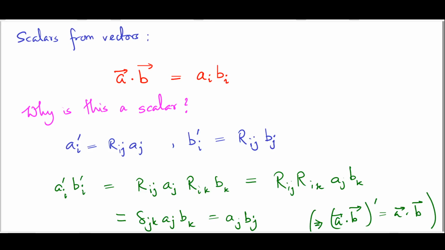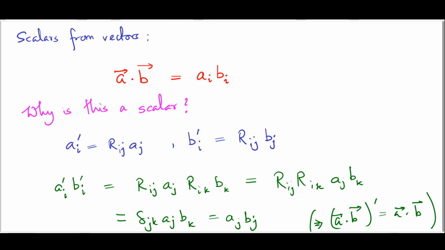So A'_i B'_i is actually equal to R_ij A_j times R_ik B_k, simply because A'_i is R_ij A_j. This is one thing you have to be very careful about. You cannot write B'_i also as R_ij B_j, because you do not want to confuse this summation index, the one which gives us B'_i, with the summation index which gave us A'_i. So R_ij A_j, R_ik B_k. You could have equally well called this R_ik A_k, R_ij B_j, or for that matter, R_il A_l, R_iq B_q.